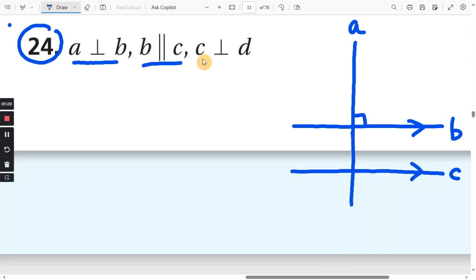Finally, C is perpendicular to D. So C makes a right angle with D. We already have line C, so I'm going to make a line D that's perpendicular to that. All right, so since C runs left to right, in order to make the right angle, line D is going to have to be up and down. So that makes a right angle with C. Now they want to know the relationship between A and D. That was the instructions. Well, let's see.